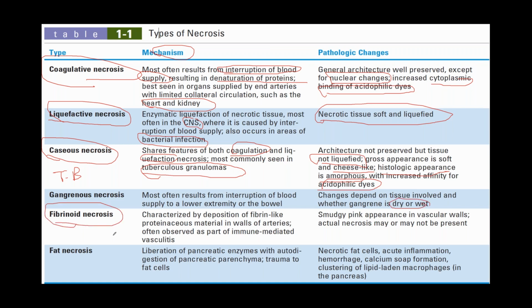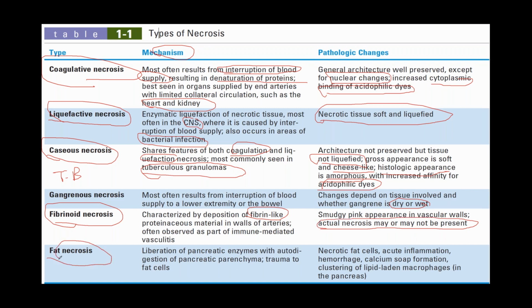Fibrinoid necrosis. This is the immune reaction in vessels. The mechanism is characterized by the deposition of fibrin-like proteins, and in the pathological change, there is a pink appearance in the vascular wall. Actual necrosis may or may not be present.